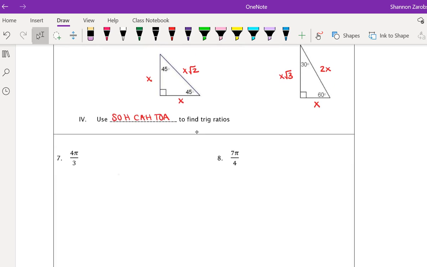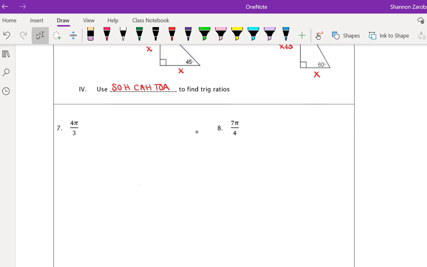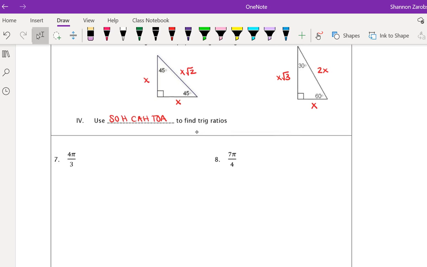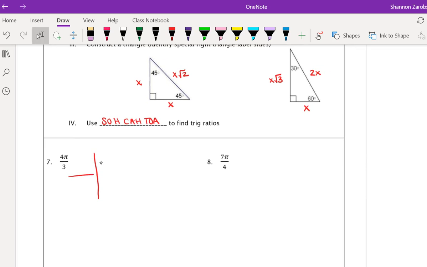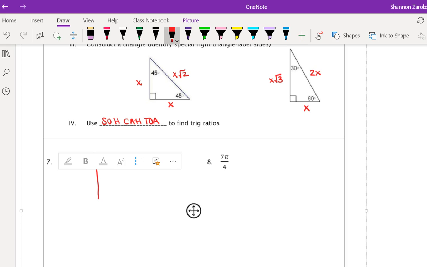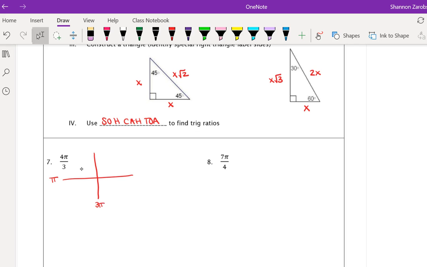For 4 pi over 3, we need to know where we are. Okay, so 4 pi over 3, we are more than pi. Because here's pi. Here's 3/2 pi. 4 pi over 3 is more than pi, so we're going to be over here. We're going to take this angle. There's 4/3 pi. So after we find the angle, we're in quadrant 3.